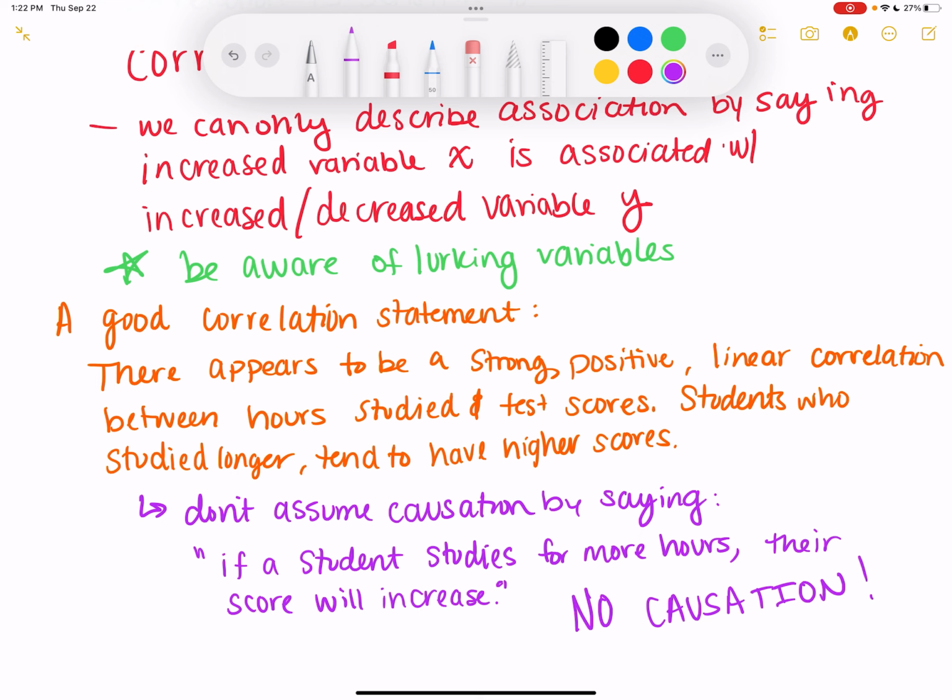And with a lurking variable for this particular one, it could also be how much they paid attention in class and things like that. So there are other things that can affect this, which is also why we don't want to say what I wrote here in purple. But that's all the notes. So we'll pick up on Tuesday with examples.